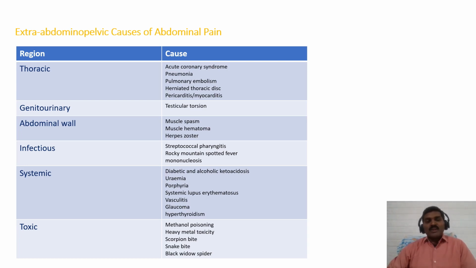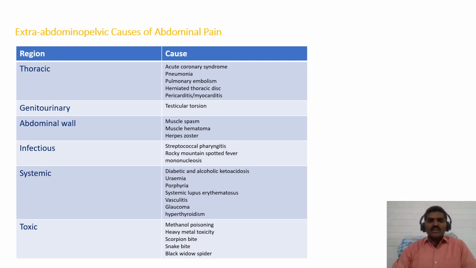Rocky Mountain spotted fever, where there is again a mesenteric ischemia-like picture, and mononucleosis can cause abdominal pain. Systemic and endocrine disorders like diabetic and alcoholic ketoacidosis, uremia, porphyria, systemic lupus erythematosus, vasculitis, glaucoma, hyperthyroidism: anything can have abdominal pain. Toxic causes include methanol poisoning, heavy metal toxicity, scorpion bite, snake bite, and black widow spider. Heavy metal poisoning, especially of arsenic and mercury, will mimic an acute gastroenteritis-like picture.